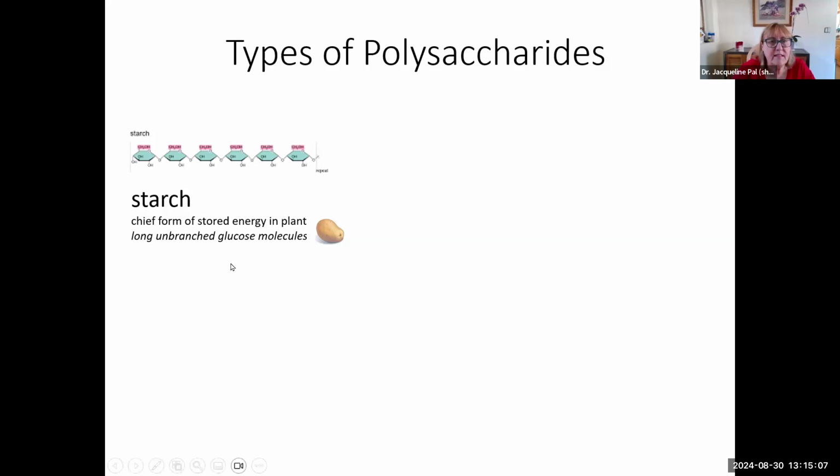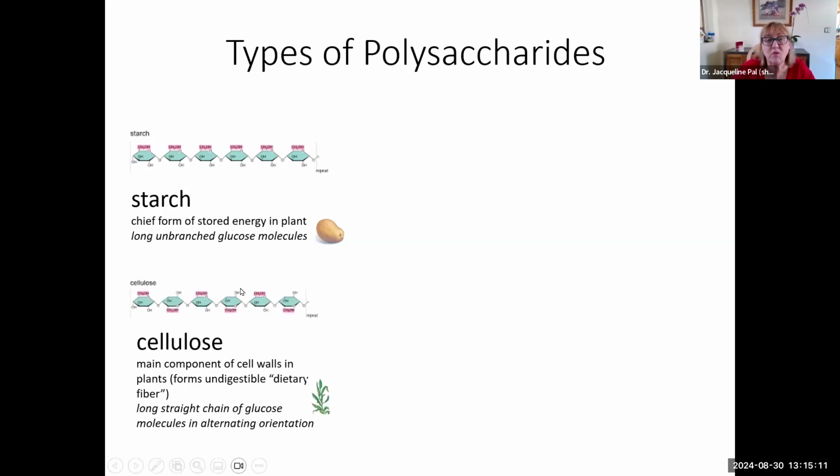The next type of polysaccharide is something known as cellulose, which you probably have also heard about. This is found in the cell walls of plants. This is the dietary fiber that we cannot digest, but other animals such as cows can. That's why they eat grasses and we don't. When we look at it, yes, it is glucose, glucose, glucose, glucose, glucose, but notice that every other glucose faces the opposite direction. It has an alternating orientation, and that's what prevents us from being able to digest it. How that happens is beyond the scope of this class.